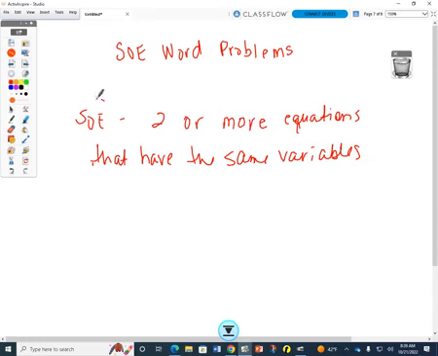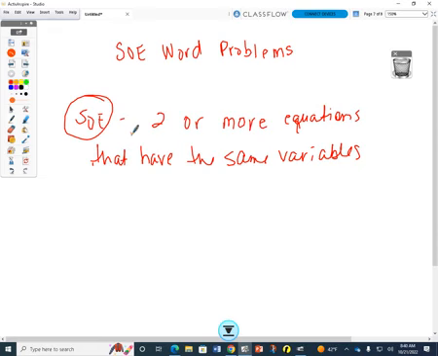So what we're going to do today is write the equations and then solve the word problem. Writing the equations and then solving the word problem. So the solution to our system of equations is going to be the value that makes both of these equations true.